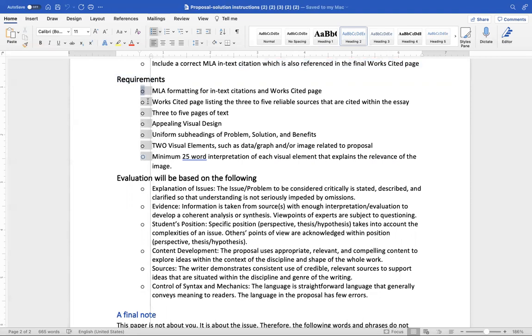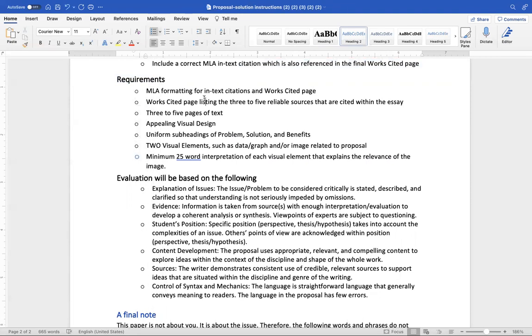Here are all of your requirements. All of your requirements here. You have to have your MLA formatting for in-text citation and works cited page. Works cited page listing 3 to 5 reliable sources that are cited within the essay. 3 to 5 pages of text, appealing visual designs, uniform subheadings. You'll see those in the bold that I have.